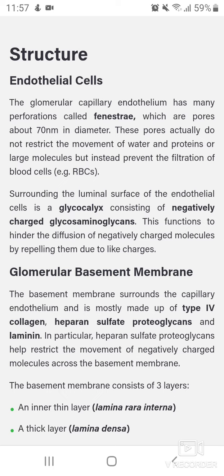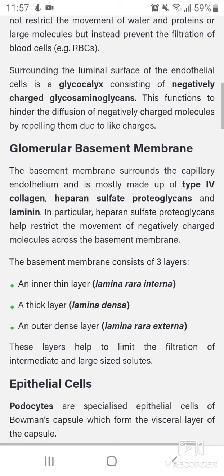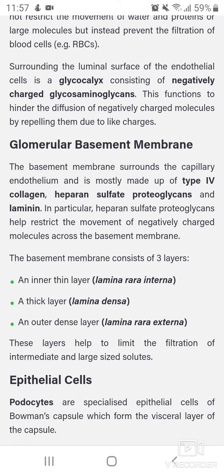Next, glomerular basement membrane. The basement membrane surrounds the capillary endothelium and is mostly made up of type 4 collagen, heparin sulfate, proteoglycans, and laminin. In particular, heparin sulfate proteoglycans help restrict the movement of negatively charged molecules across the basement membrane.